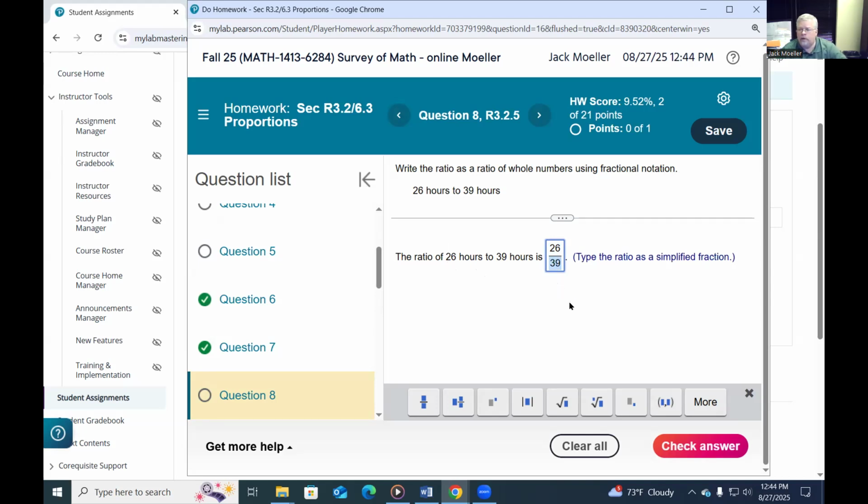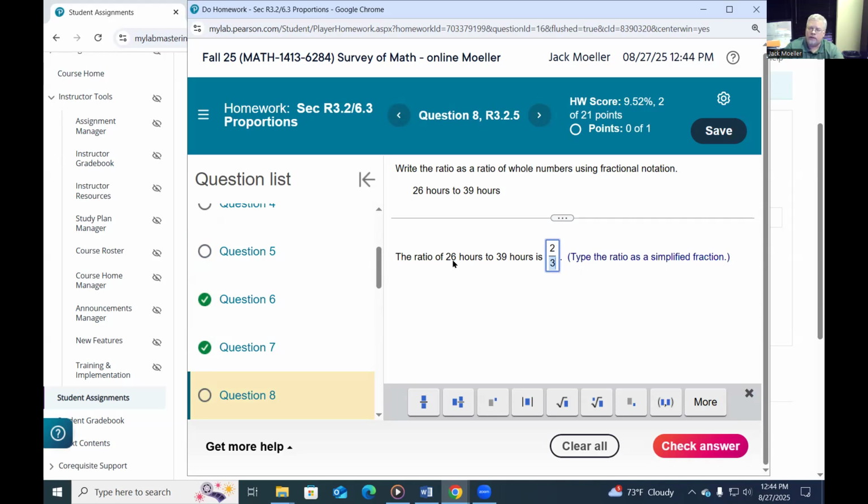So is that simplified? Well, one of them's even, one of them's not. When in doubt, go to your calculator. And 26/39 does simplify down to 2/3. And where we get 2/3, well, it turns out that 26 is 2 times 13, and 39 is 3 times 13.